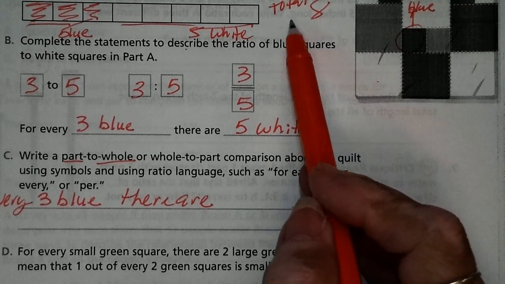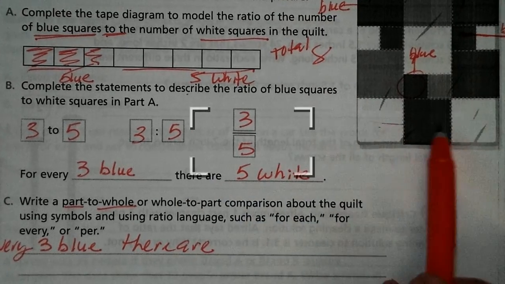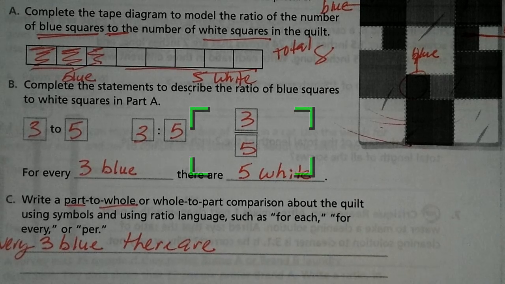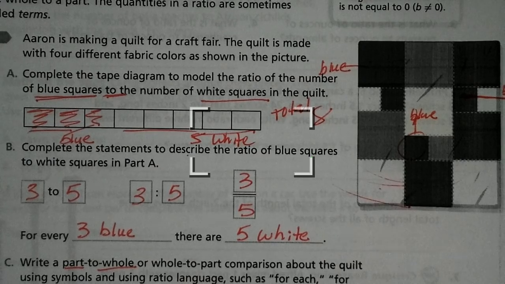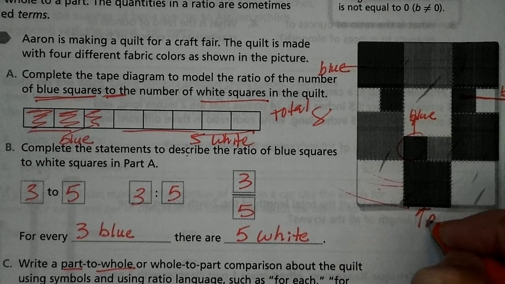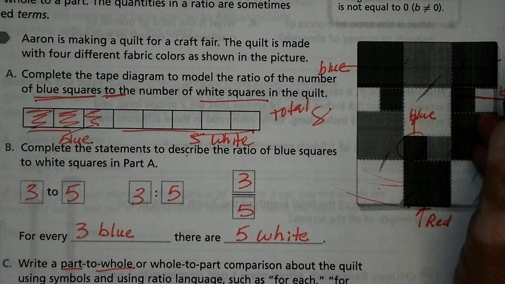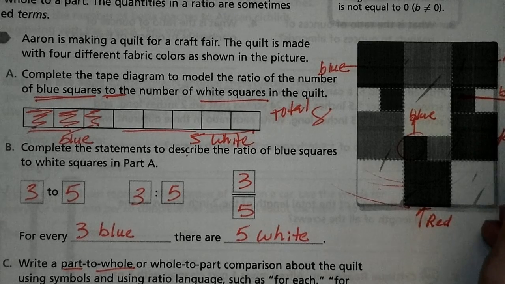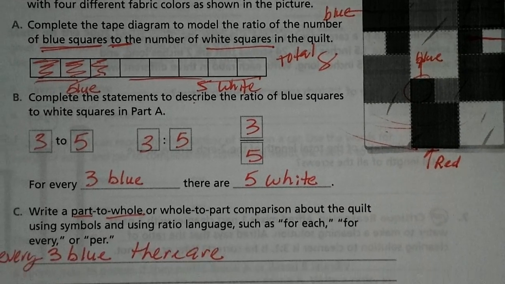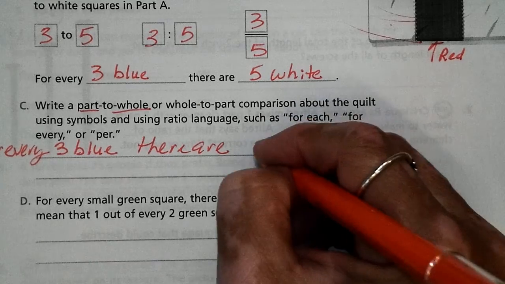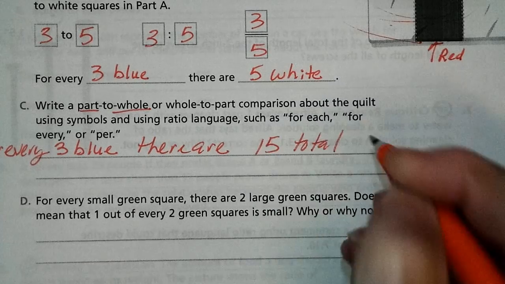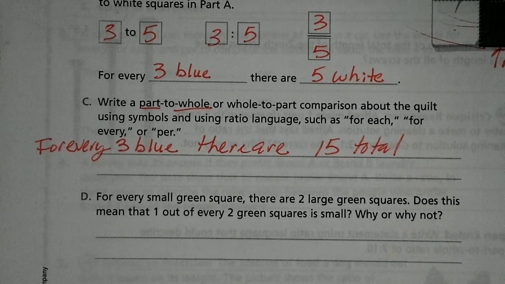Not up here. Total all of the squares. Not the total blue to white. All of the squares. Because see, this one is red, this one is red, this one is red. So the total squares would be, I think I heard someone say it, 15, is that right? 15. Yes, that's it. Okay, so for every 3 blue, there are 15 total. So that's how you would write it.